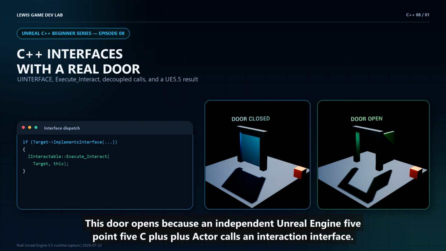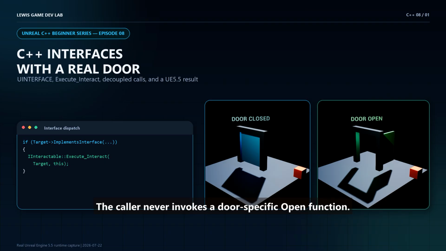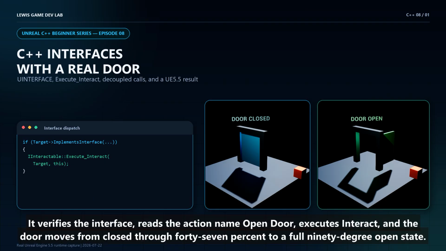This door opens because an independent Unreal Engine 5.5 C++ actor calls an interaction interface. The caller never invokes a door-specific open function. It verifies the interface, reads the action name "open door," executes interact, and the door moves from closed through 47% to a full 90-degree open state.